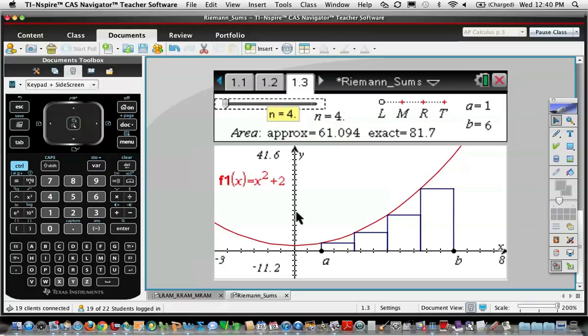Okay, we can see this now. This time we've got x squared plus 2. Here are our 4 left rectangles. We can come up here and it tells us our approximation. Clearly we're under approximating the area by quite a bit. But go up here and grab the little slider and drag it to the right. Watch what happens.